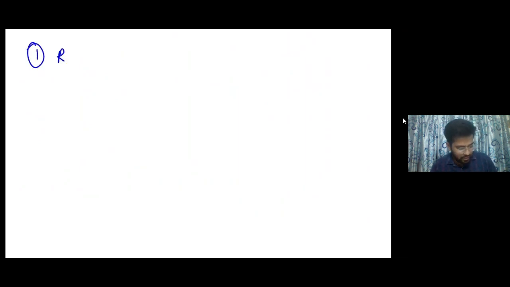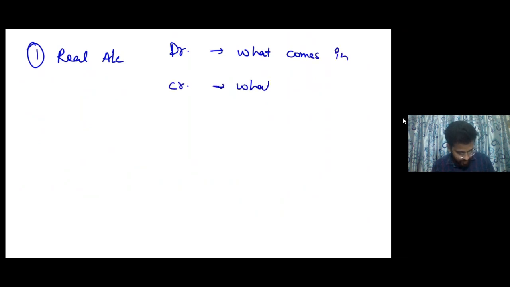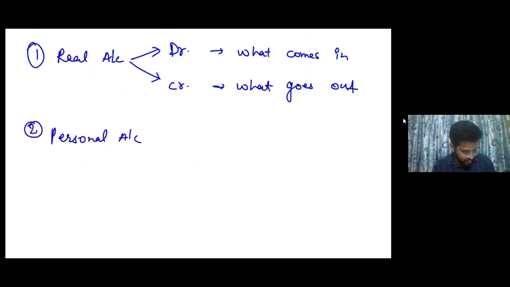The first rule was for the real accounts. It says debit what comes in, credit what goes out. Then we have the personal account, where we debit the receiver.